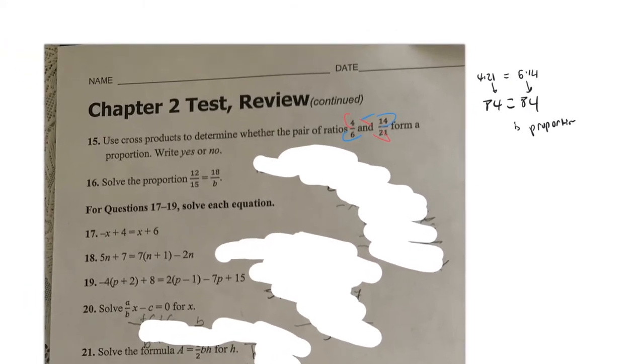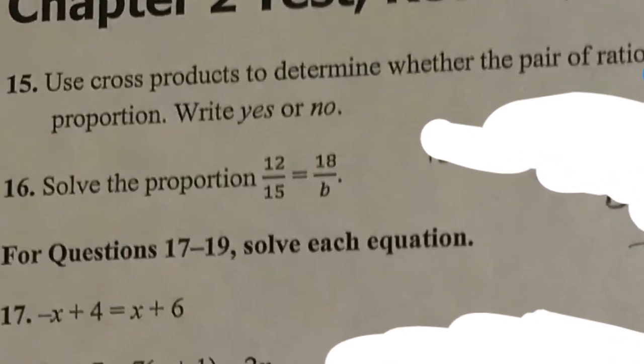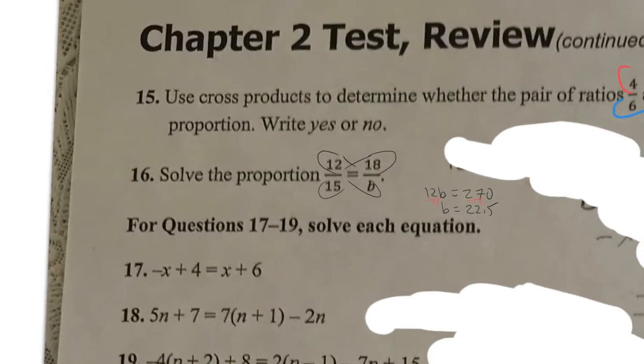Problem number 16, they say solve the proportion. Well, in this case, it would be a matter of literally using cross multiplication. So if I'm going to solve that, we're looking at 12 times b, which is 12b, equals 18 times 15, which is 270. And dividing both sides by 12 would give us 22.5. So that is how you do that one, unless I made a careless mistake. And in case my student's not clear, we divided both sides by 12 here. I think my student's pretty good at that.